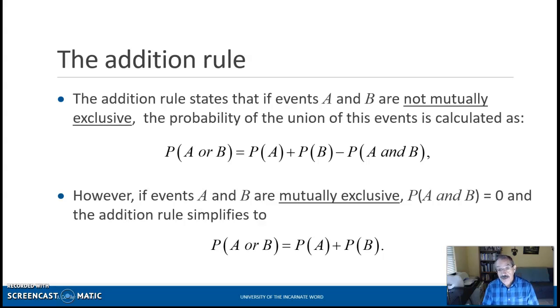Now, if the events, in this case A and B, are mutually exclusive, then the joint probability of A and B is 0, because there are no elements in common to events A and B, and therefore the probability is 0. Therefore, the addition rule simplifies to the probability of A or B is just the probability of event A plus the probability of event B. So again, to apply the addition rule, you need to know if you're dealing with mutually exclusive events or events that are not mutually exclusive.